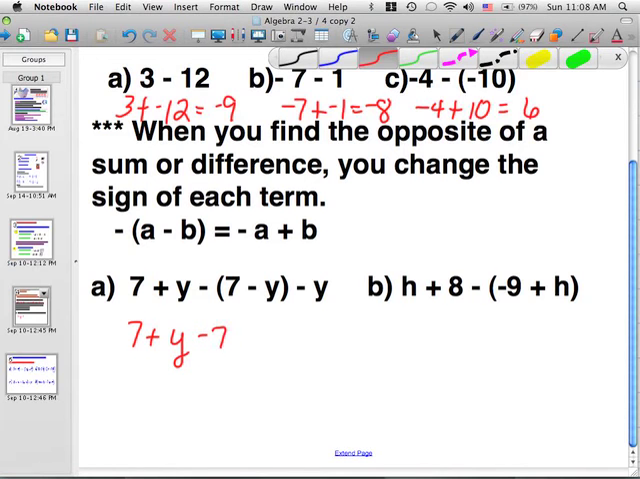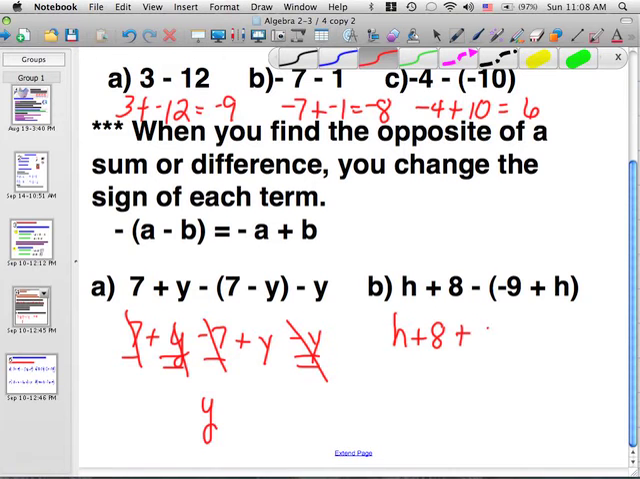So in this problem here, I have 7, bring that down, plus y. And I'm going to take the opposite of everything inside, so it'd be -7 plus y. Bring down the minus y. Then collecting like terms, -7 and 7 are opposites, so they go out. A y and a -y, or the opposite of y, those are opposites, they go out, so my answer is y.